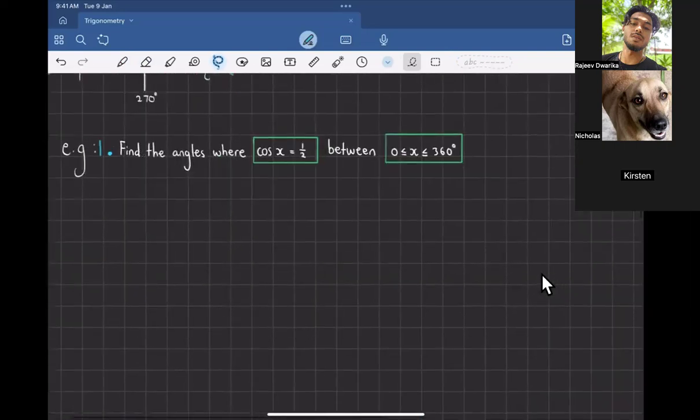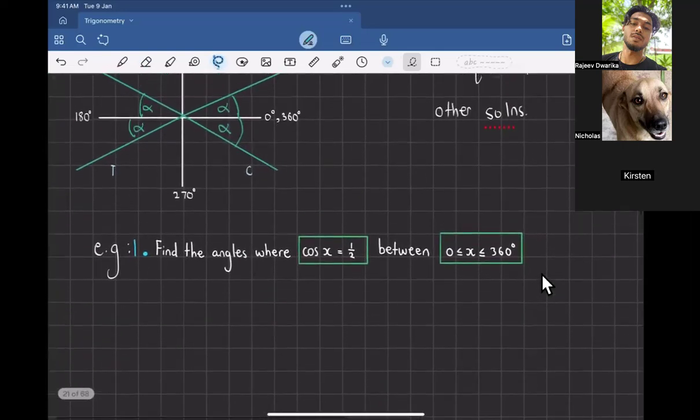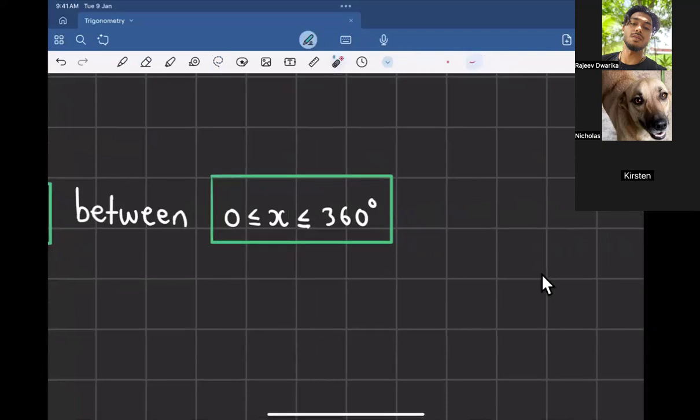Okay, so Nicholas, I want you to give this a read for now. Find the angles where cos x equals a half, between 0 less than or equal to x less than or equal to 360 degrees. Let me explain something, right? Don't get tired of this. All this means is that they want you to give them all the answers between 0 and 360. That's what that notation means. It just means from 0 to 360.